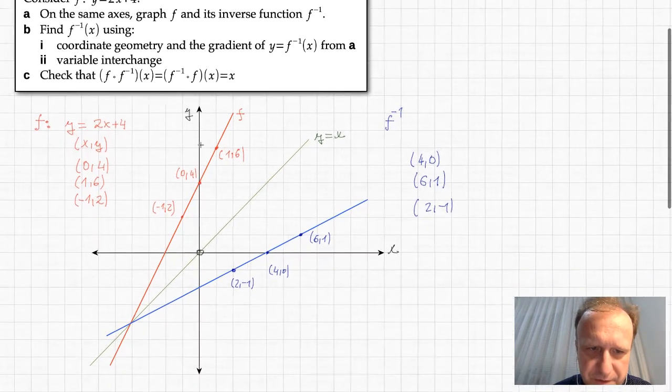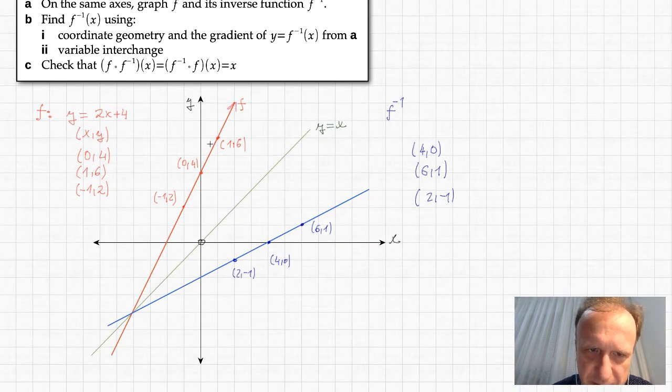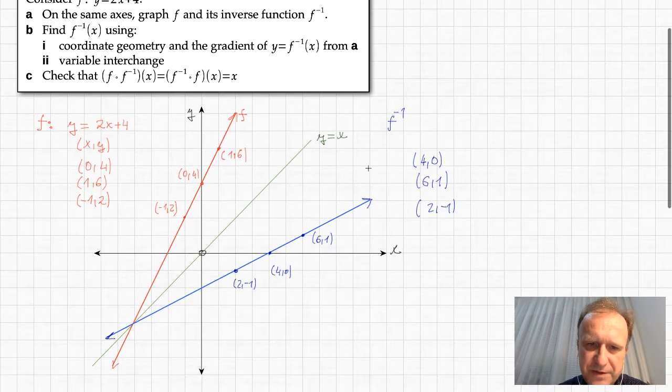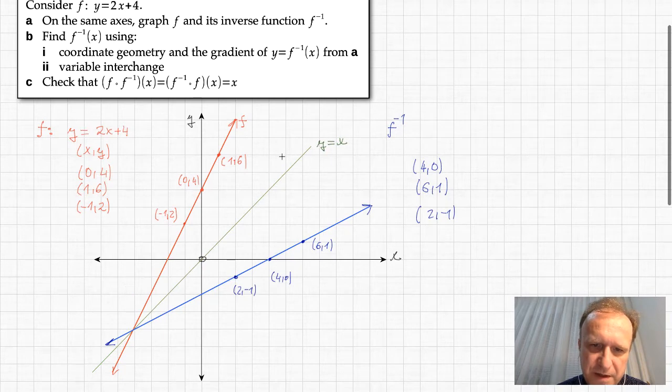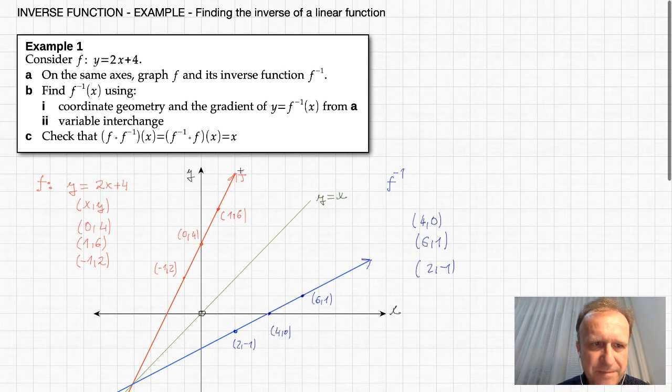If we want, we may add arrowheads to these graphs to represent the idea that they continue in both directions without any restriction, like this. And you see that these graphs are reflections of each other in the line y equals x. Okay, so this is for part A.